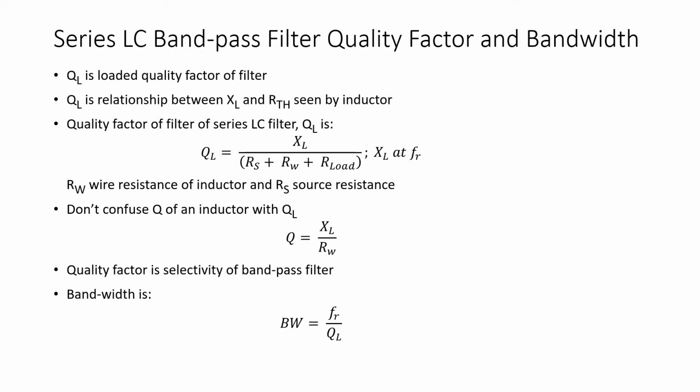Now, the quality factor really gives us a quantitative way of assessing the selectivity of a band pass filter, where the bandwidth is calculated by taking FR, the resonant frequency, divided by the loaded Q factor. So the greater the Q factor, the smaller the bandwidth, and the more selective the filter is.